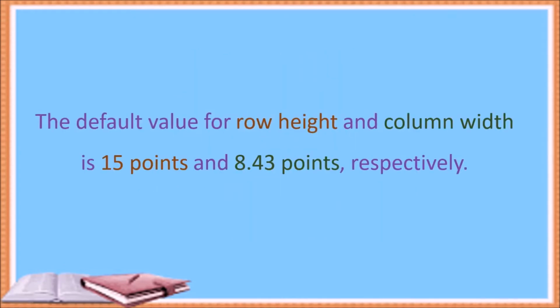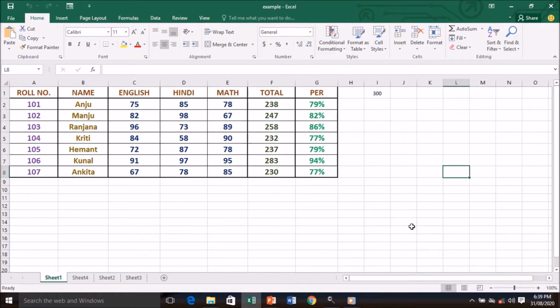The default value of row height and column width is 15 points and 8.43 points respectively. That is, the row height in a worksheet is 15 points and column width is 8.43 points. So let's see this with the help of an example. First let's check the row height and column width.